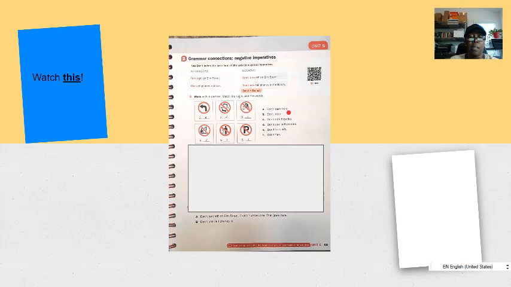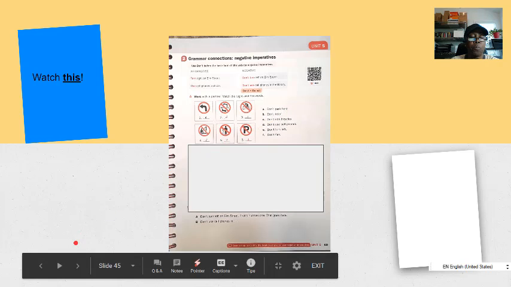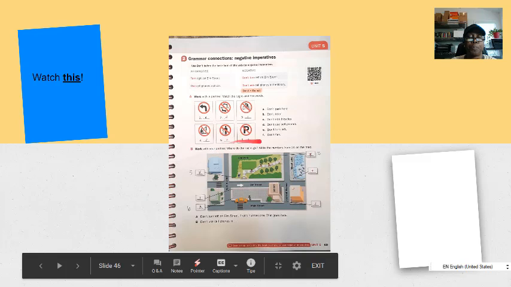Okay, so that's how you form negative imperatives and how you use them. Now we're going to look at the next slide, which has a map down here.